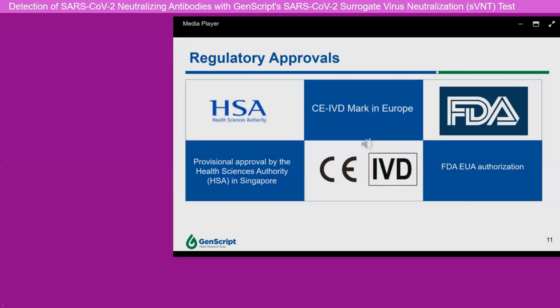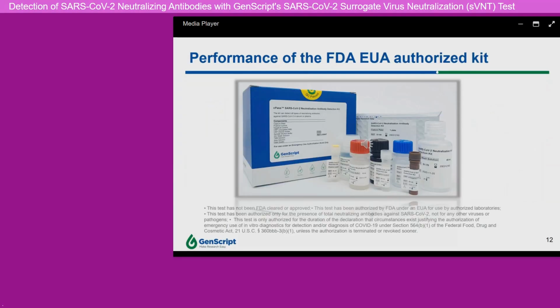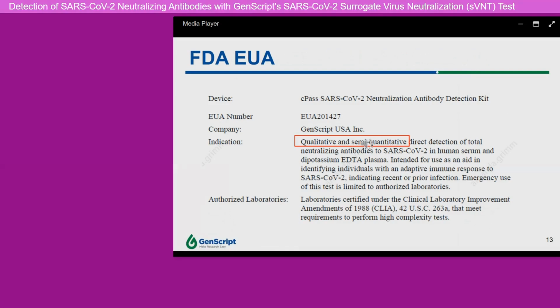GenScript's sVNT assay achieved multiple regulatory approvals, including the US FDA Emergency Use Authorization, the CE mark in Europe, and the Health Science Authority approval in Singapore. Our kit comes with all the necessary reagents to perform the assay. The format of the kits are one-plate kits. In November 2021, we received an updated authorization for the kit for semi-quantitative use, in addition to the qualitative option.